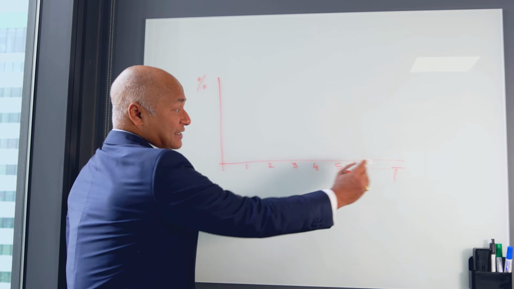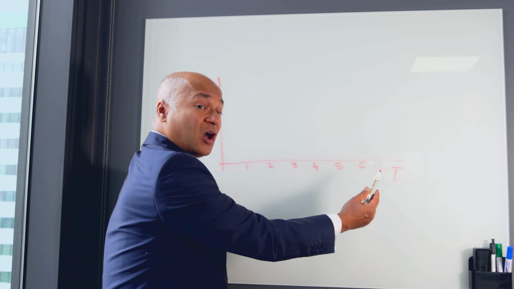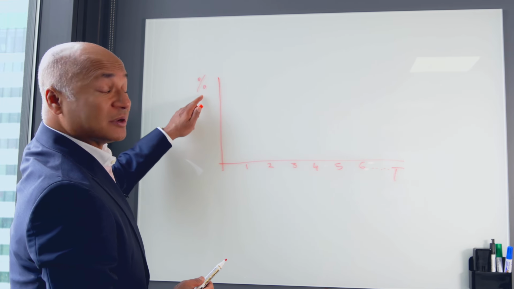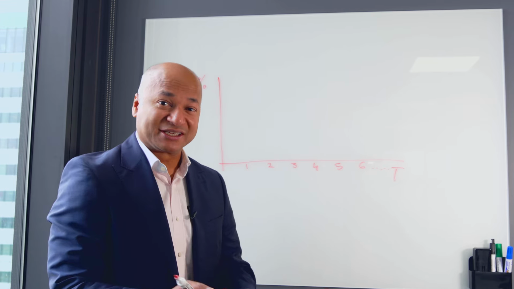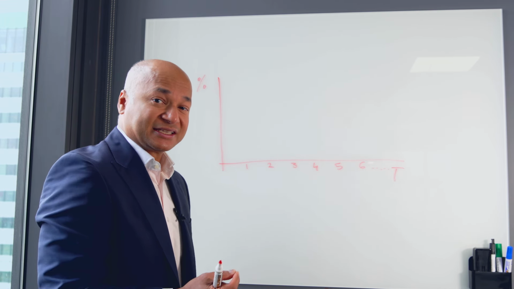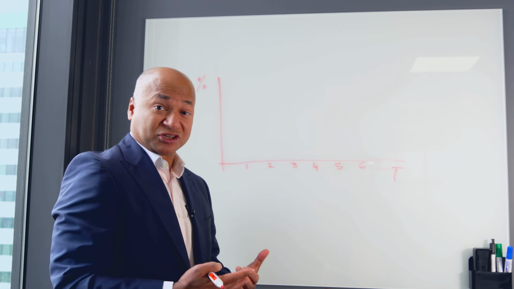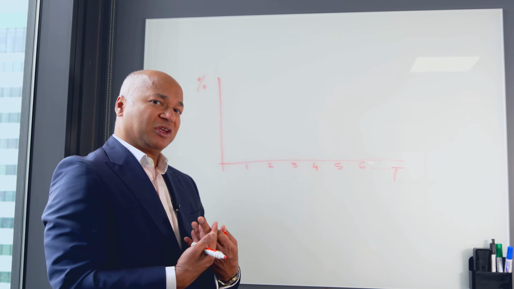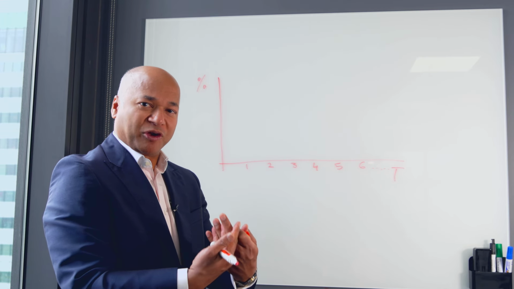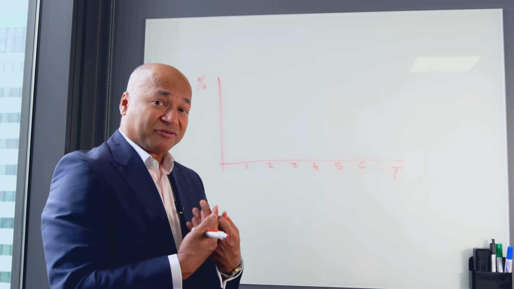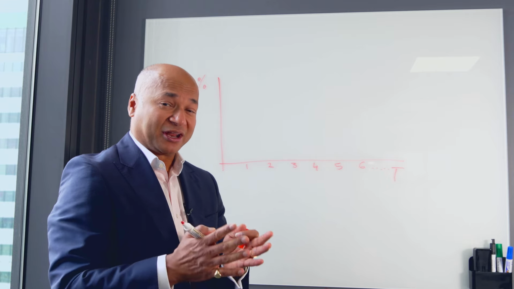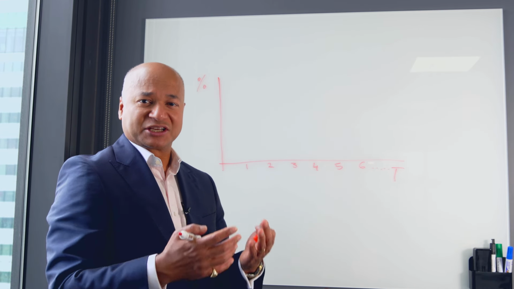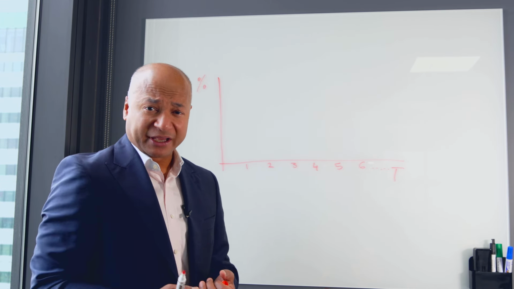So along the x-axis of this graph, I've got time to maturity, T for time. And along the y-axis, I've got percentage, meaning interest rates. And that's what a yield curve is. It's a plot of interest rates over time for the same sort of borrowing. So just imagine I'm the UK government and I want to borrow money. All governments, apart from very few exceptions, borrow money from the international capital markets to fund public expenditure.